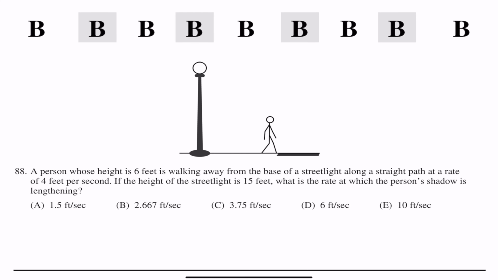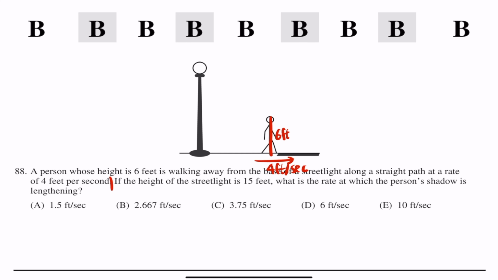Number 88, a person whose height is 6 feet is walking away from the base of a straight light along a straight path at a rate of 4 feet per second. So let's mark that. This person is 6 feet right here, and then walking at a rate of 4 feet per second. So I'm just going to say the walking is 4 feet per second.